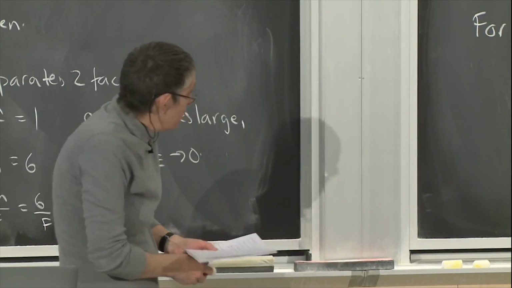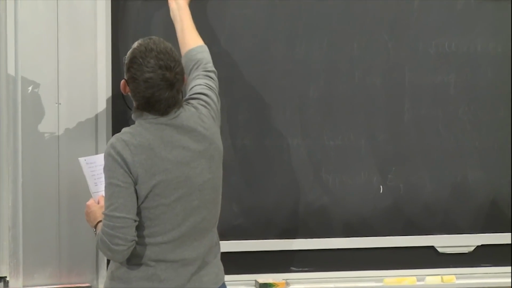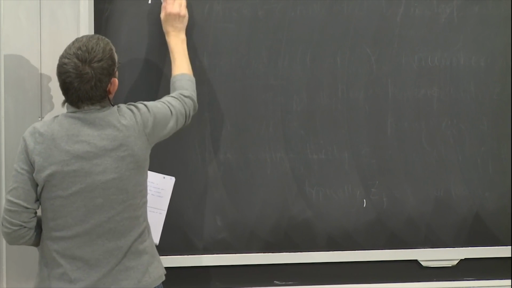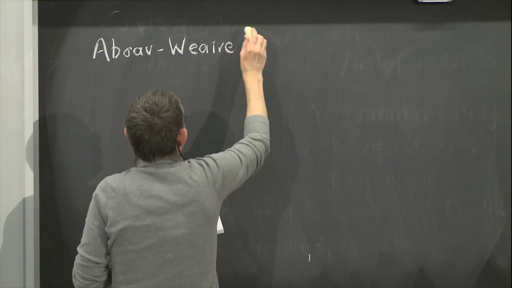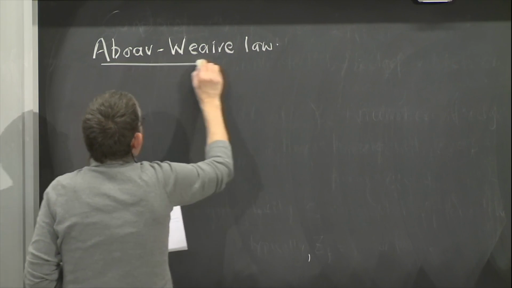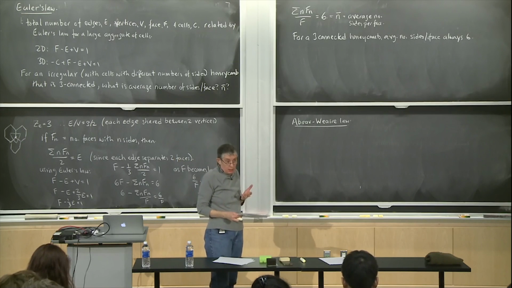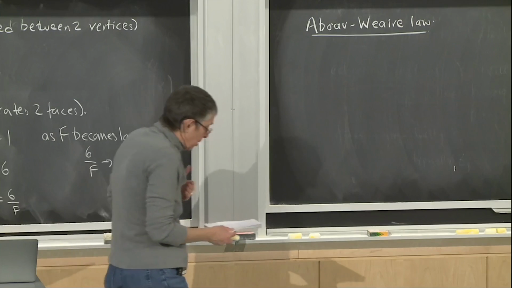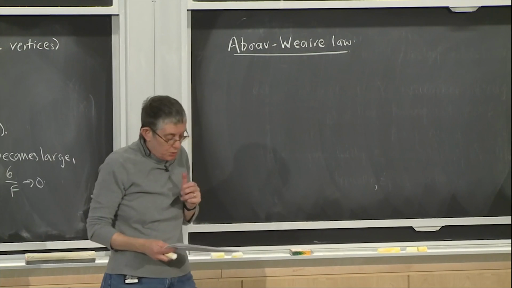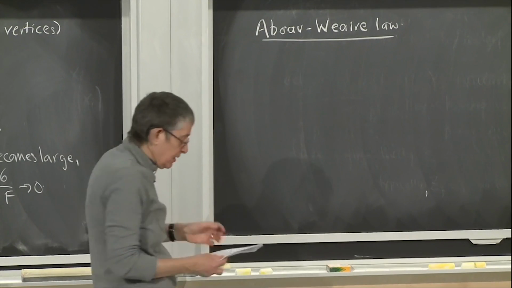Okay, so that's the Euler law. Now there's a couple more of these kinds of things. There's something called the Aboav-Weaire law. And so the Aboav-Weaire is sort of related to the Euler because it's looking at this idea that if you have a 3-connected honeycomb, if you introduce a 5-sided cell, you have to introduce a 7-sided cell to compensate. And what Aboav noticed was that generally cells with more sides than average have neighbors with fewer sides than average.